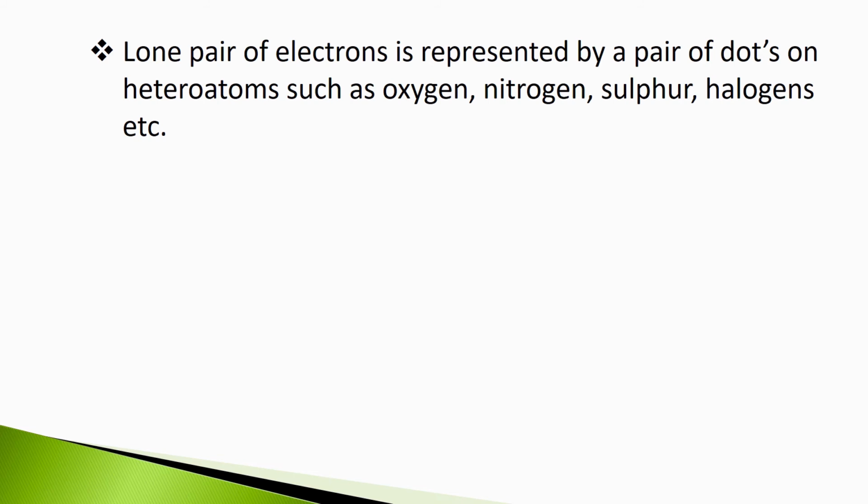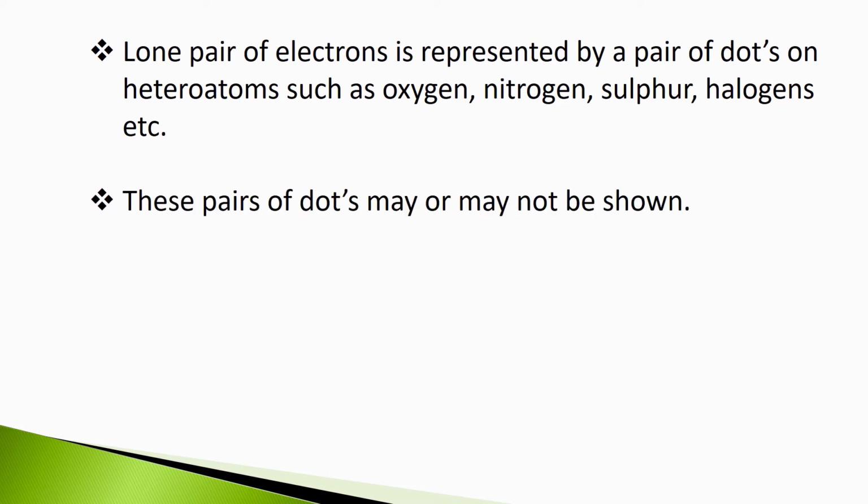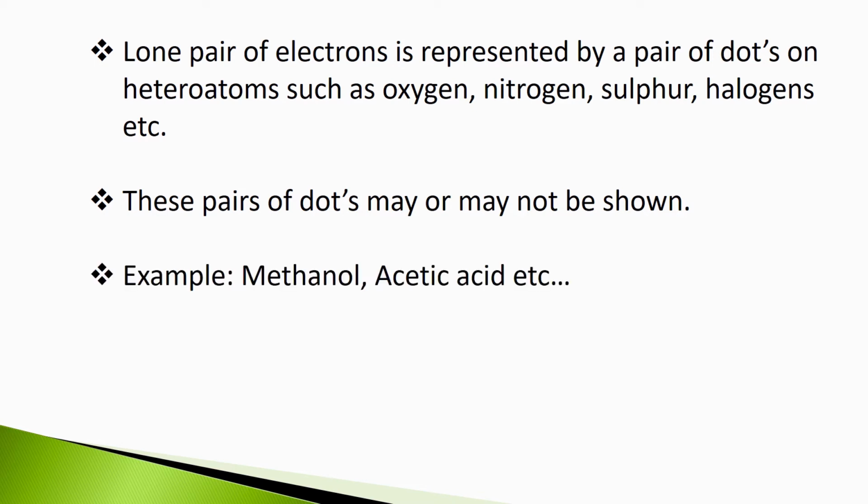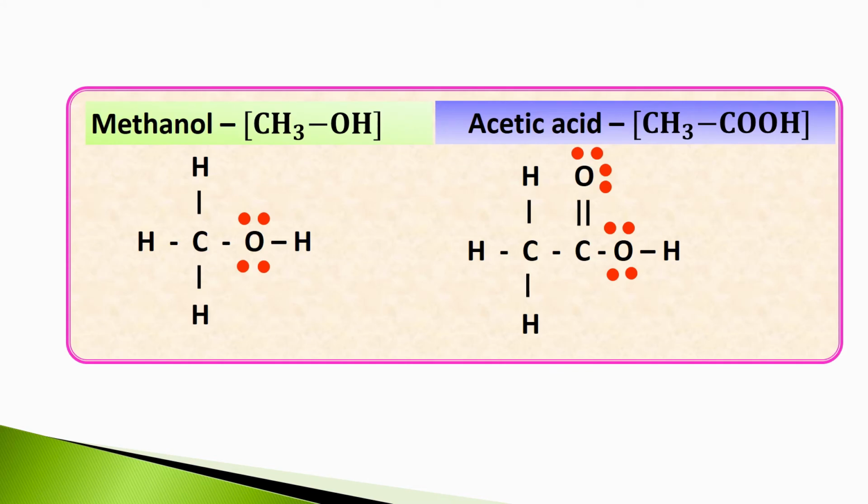Lone pair of electrons is represented by a pair of dots on heteroatoms such as oxygen, nitrogen, sulphur, halogens, etc. These pairs of dots may or may not be shown. Example, methanol, acetic acid, etc. In the given examples, we see the lone pairs are shown by using two dots on heteroatoms.